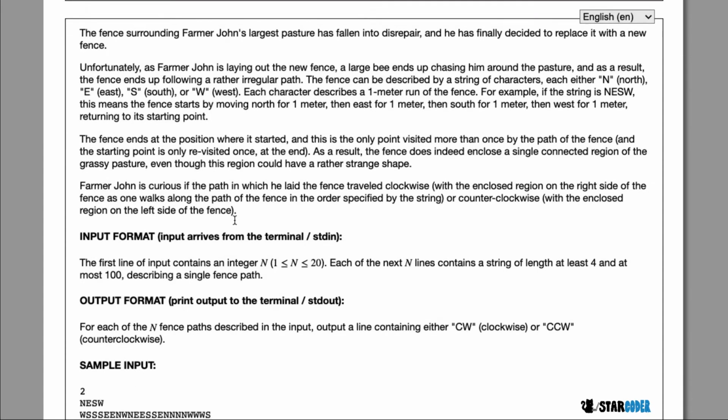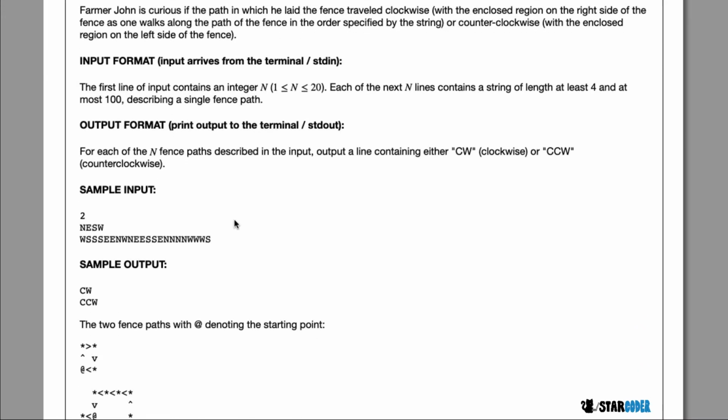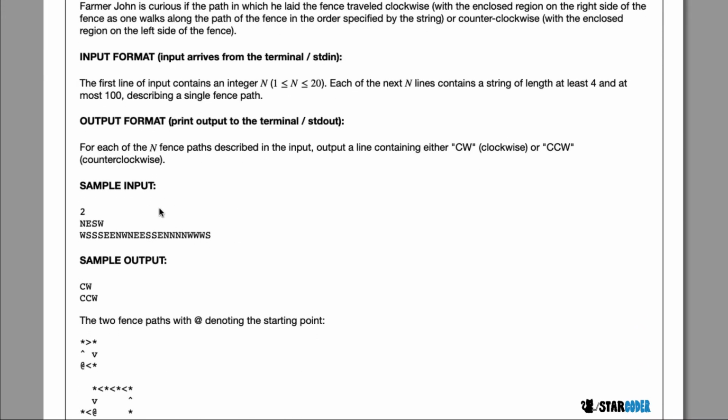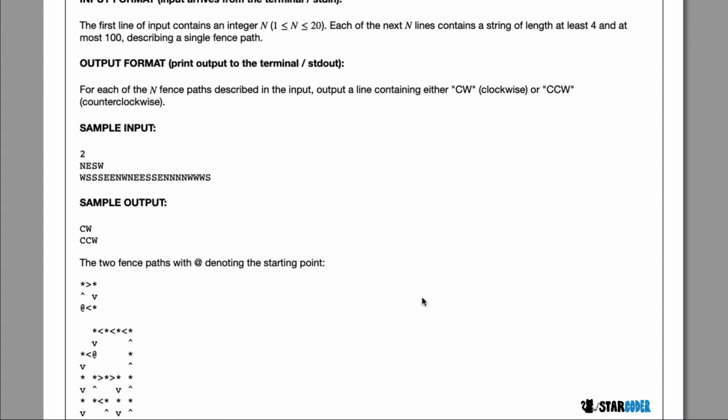destination. And so when he lays down the fence, his fence is either going to travel clockwise or counterclockwise. So what we want to know is, for n amounts of paths or inputs, the direction that it takes. So let's go look at the algorithm for this question.